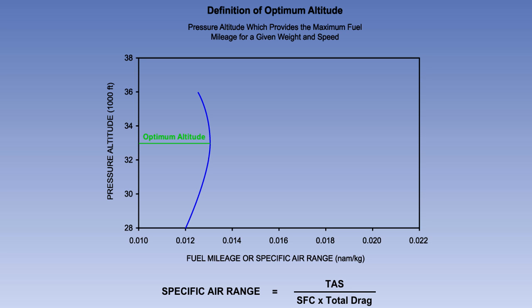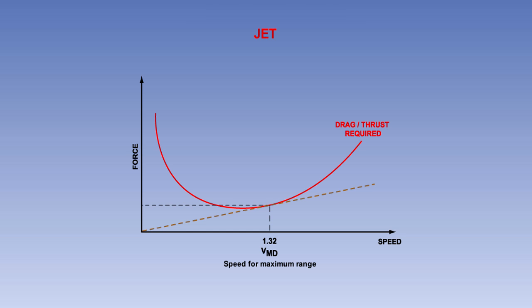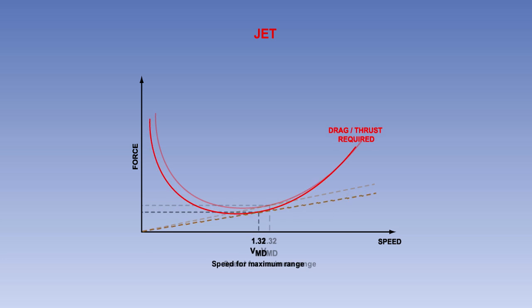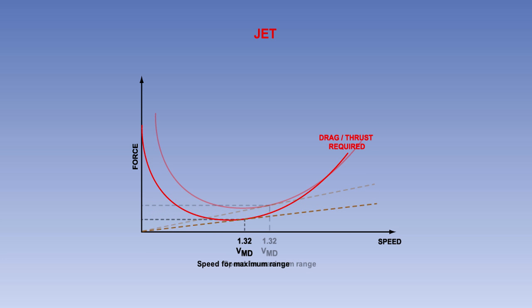It is important to understand that the optimum altitude is not fixed. You will recall that as the weight decreases through fuel burn, the drag curve moves down and left. Therefore, the best range speed, 1.32 VMD, falls and the total drag decreases. Therefore, with decreasing weight, the aeroplane needs to slow down to maintain the best range speed.